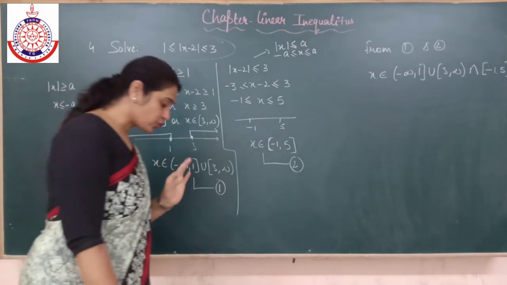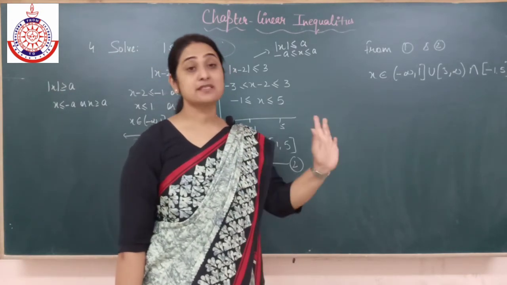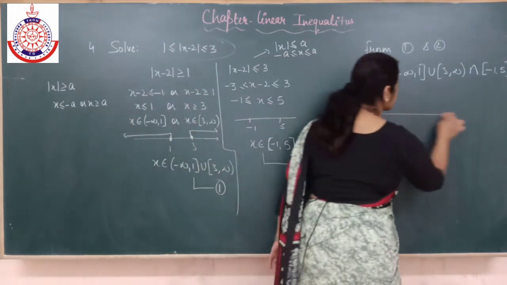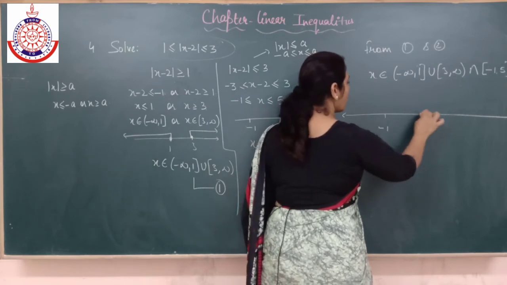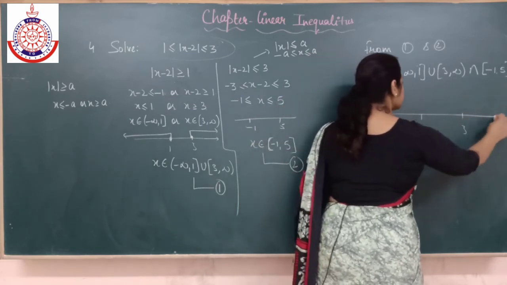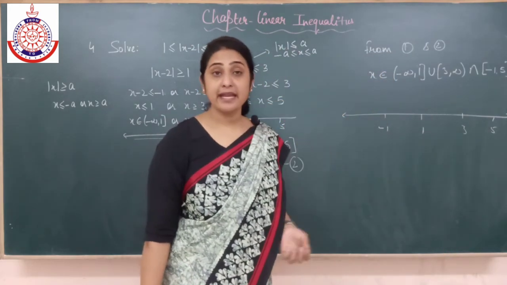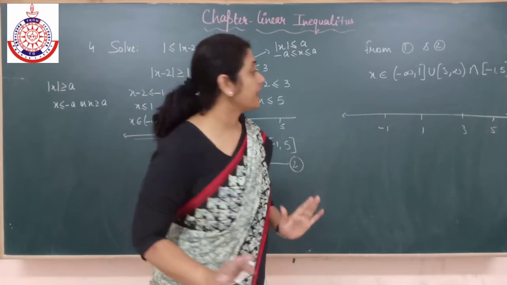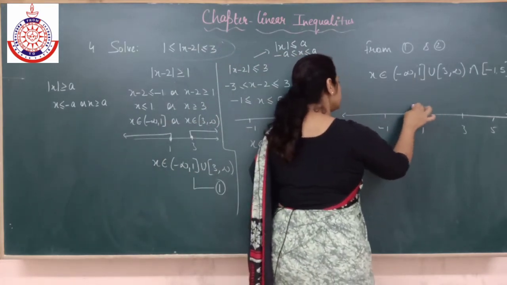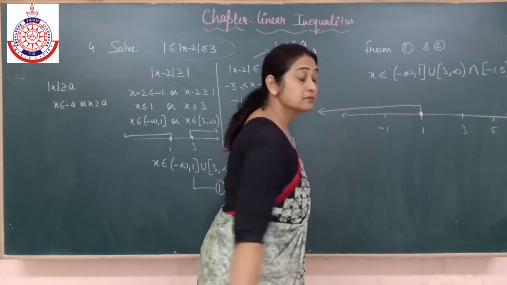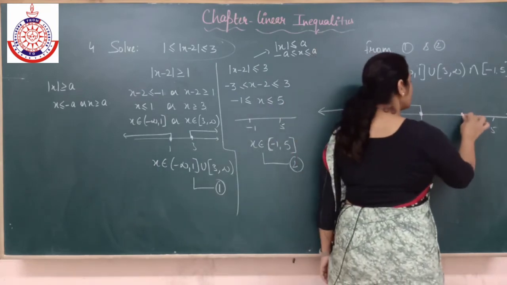So always I told you, your rescue is a number line. Draw everything on the number line, and the answer will come by itself. Let's draw. How many breaking points are there? Minus 1, 1. Say this is 3. Say this is 5. Clear? Now we will draw all the intervals on the number line and we'll see what is common, and we have to pick that. Minus infinity to 1, 1 is included, toward minus infinity. Clear? 3 to infinity, 3 is included.